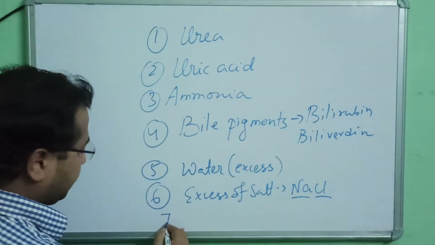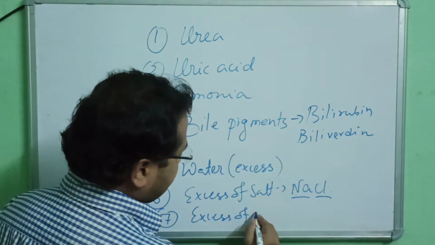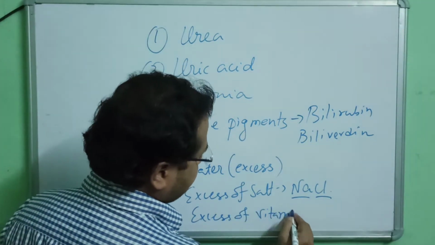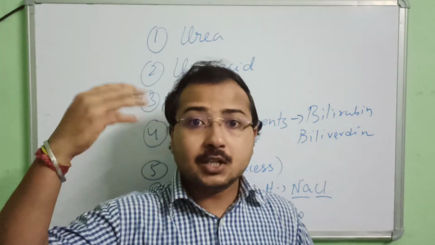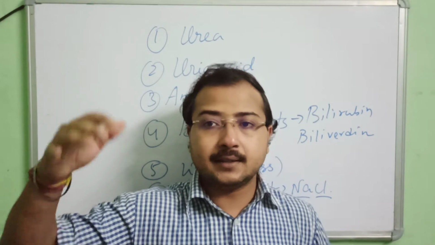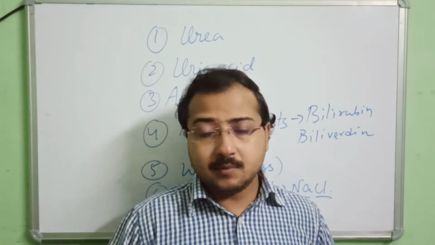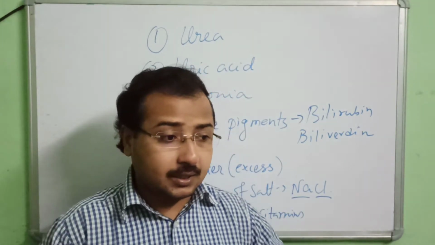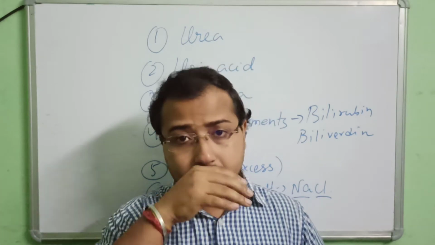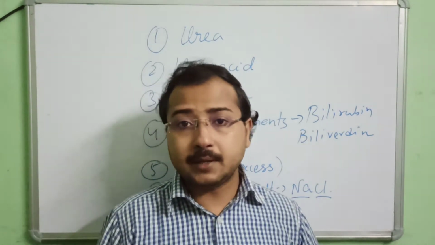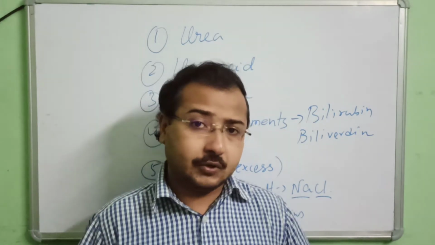What else? Number 7, excess of vitamins. It's not that vitamins are only what we buy from the market and take separately. Remember, vitamins are also found in the foods, the vegetables we intake. So vitamins are getting into our body through the foods. Now excess of vitamins entering the body is again not required.